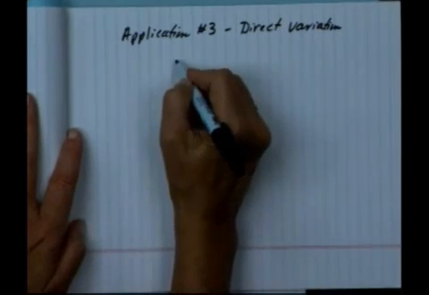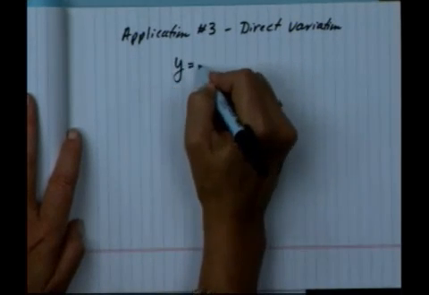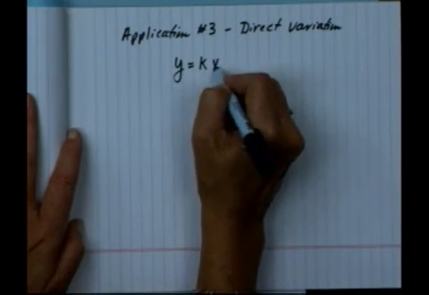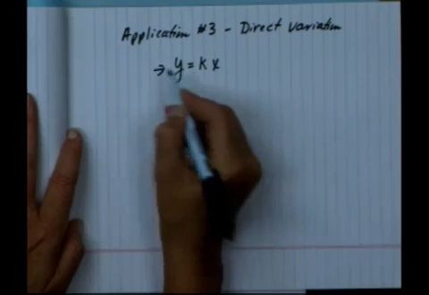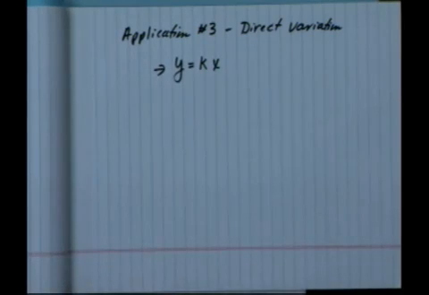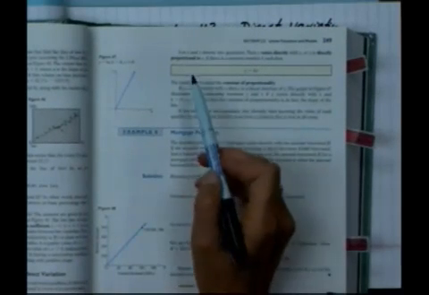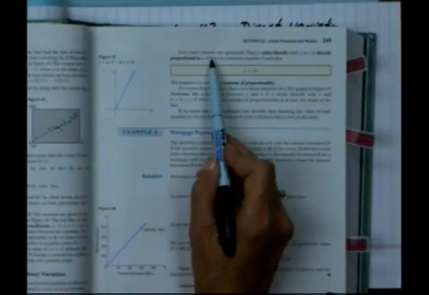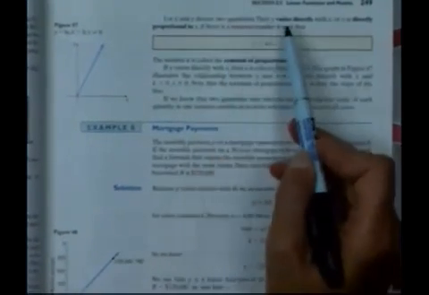And the words are y varies directly with x when it's written this way. This is in your book on page 249. Let x and y denote two quantities.